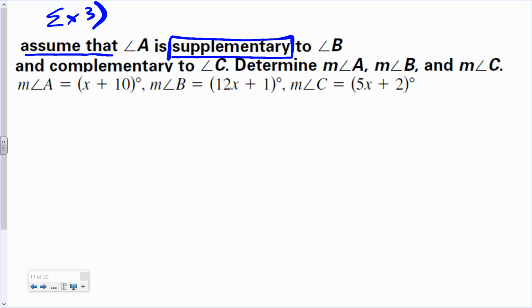So it says angle A is supplementary to B, but it's also something else at the same time. Look at it. It's also complementary to angle C. So angle A is two things at one time. It's supplementary to B and complementary to C.